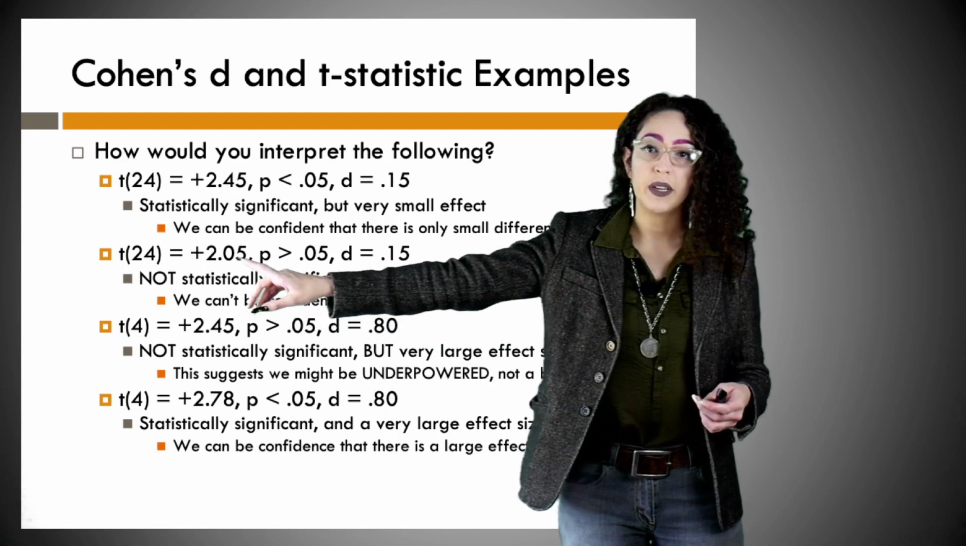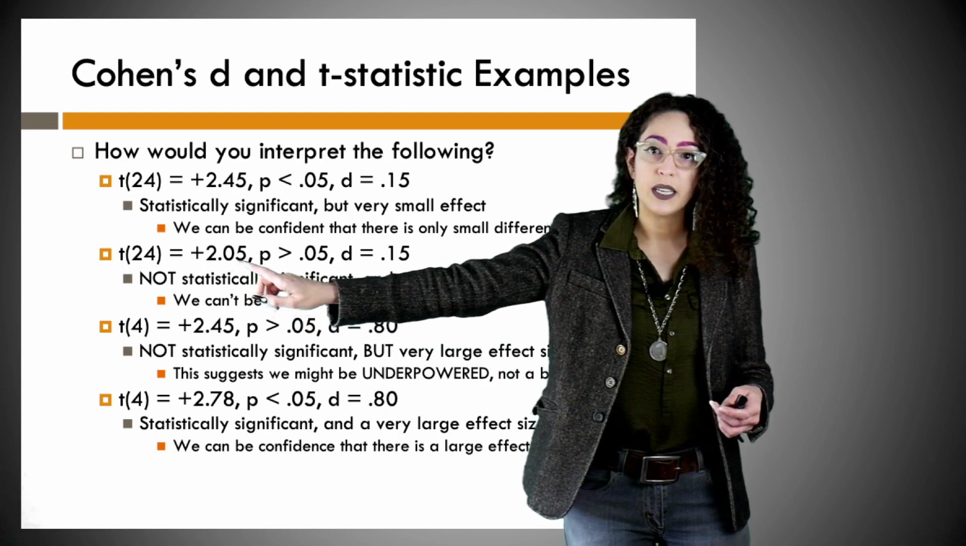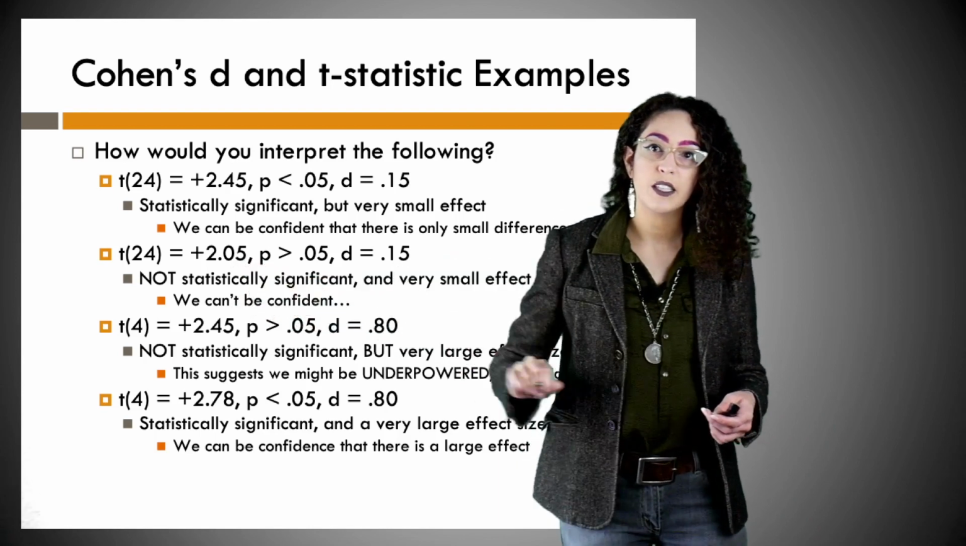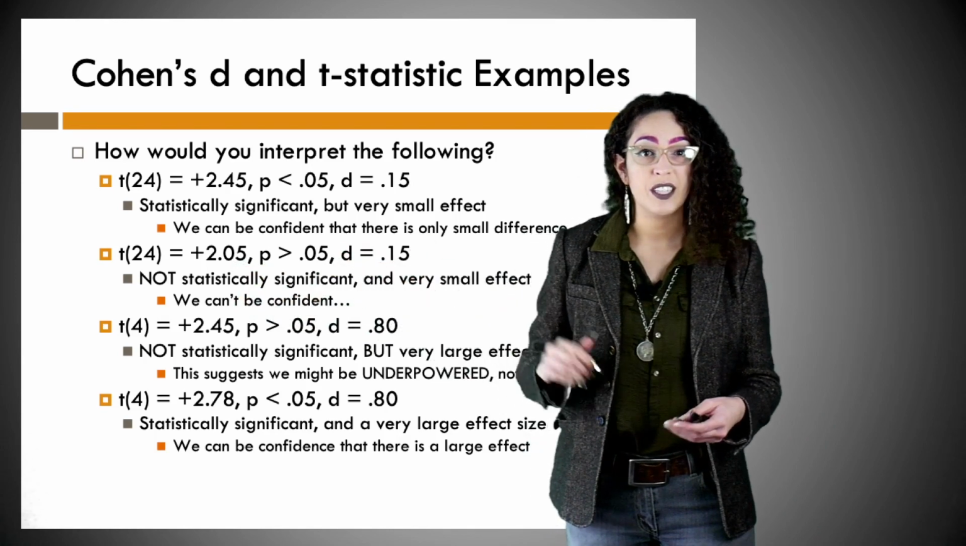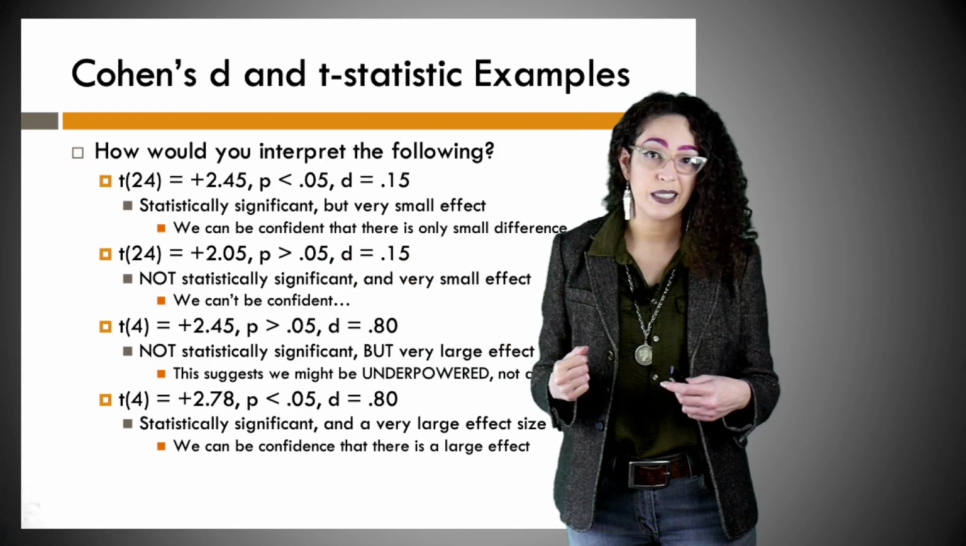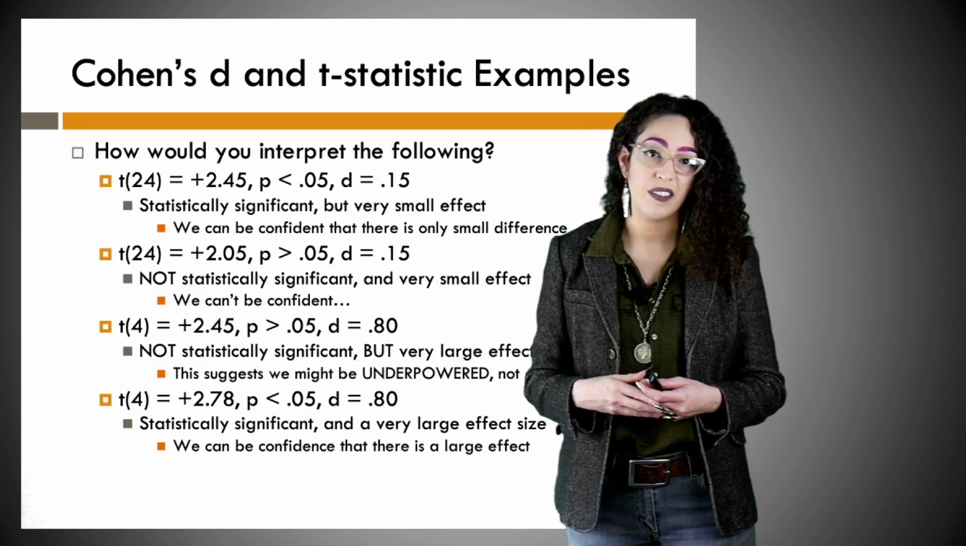We look at this one. We have t(24), same thing, but now the t-statistic is 2.05 and the p-value is greater than 0.05. So the results were not statistically significant and it had a small effect size.